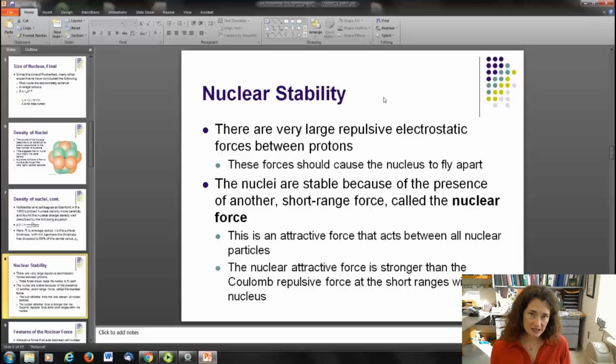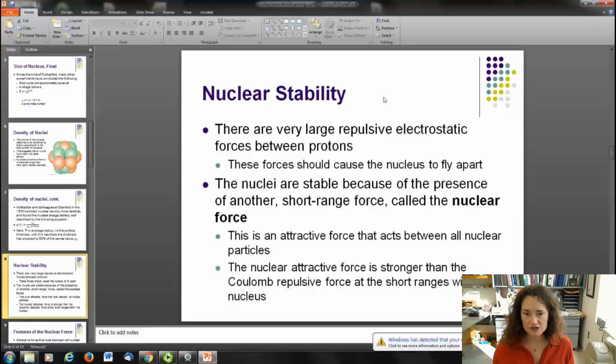So what that means is that there has to be another force that counteracts the Coulomb force that's stronger than the Coulomb force. This is known as the nuclear force, and the parent force to the nuclear force is sort of the strong force, which you might have heard about.